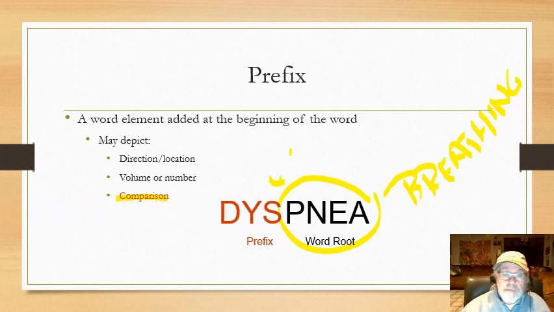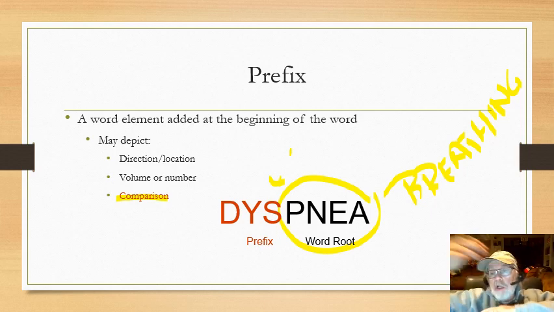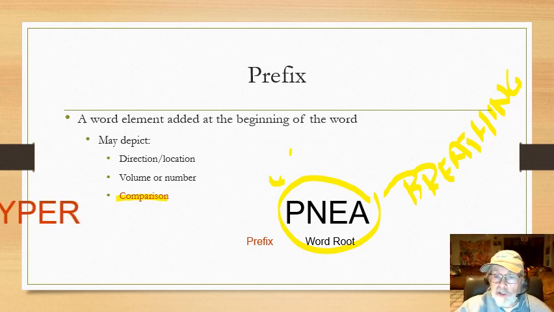Okay. Dis. Dis is a really common prefix, and this dis means bad, difficult, or painful. So if somebody has dyspnea, what does it mean? They're having difficulty breathing. So I've gone from eu, which means normal, easy, comfortable breathing, to dis, which means bad, difficult, sometimes even painful breathing. I've changed that word like 180 degrees just by changing the prefix, which is one of the cool things we find with medical terminology.